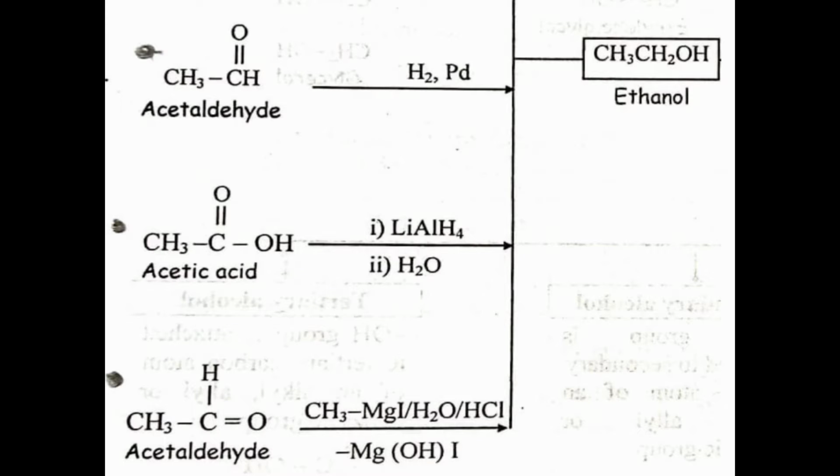The next is acetic acid with lithium aluminum hydride. This is the strongest reducing agent, and this reaction is a reduction. So acetic acid on reduction gives ethanol. First it gives acetaldehyde, then on further reduction it gives ethanol.